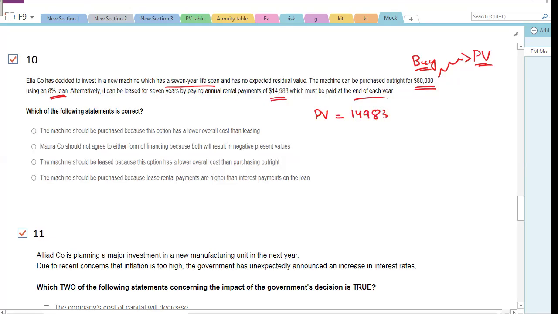14,983. Now, the discount table will be given to you, but if you do the calculation you can do it quickly. You don't even have to scroll back and see the table. The formula is 1 minus (1 plus r) raised to the power minus n, whole divided by r, where r is your discount rate and n is the number of years. This is the annuity formula. 1 minus 1.08 raised to the power minus 7, divided by the discount rate 0.08.